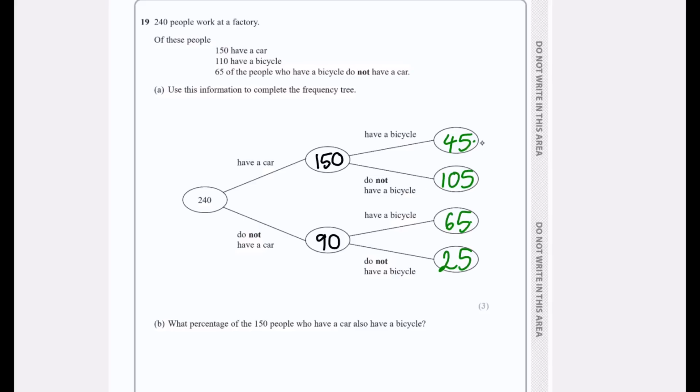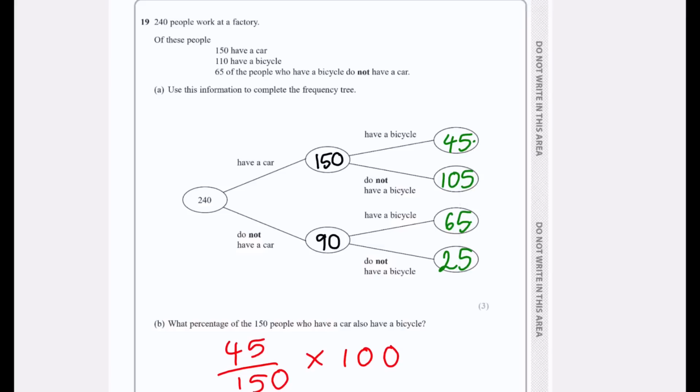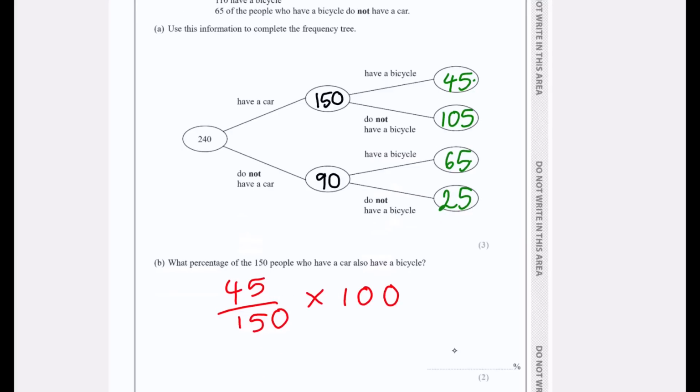What percentage of the 150 people who have a car also have a bicycle? So have a car, have a bicycle, it's 45 people out of 150. What's that as a percentage? So to turn a fraction to a percentage, just times it by 100. So 45 out of 150, well, 3/10, so it's 30% have a bicycle.